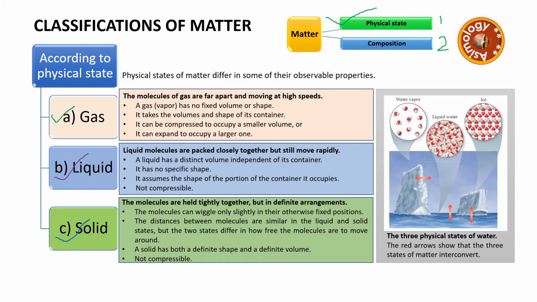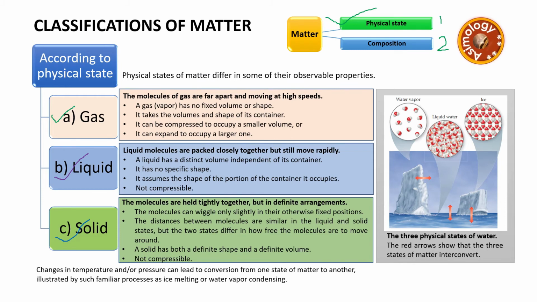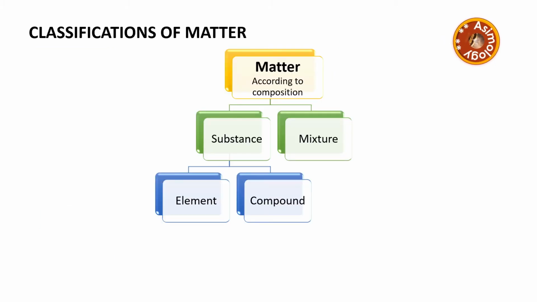The molecules can wiggle only slightly in their otherwise fixed positions. The distances between molecules are similar in the liquid and solid states, but the 2 states differ in how free the molecules are to move around. A solid has both a definite shape and a definite volume. Not compressible. Changes in temperature and/or pressure can lead to conversion from one state of matter to another, illustrated by such familiar processes as ice melting or water vapor condensing.